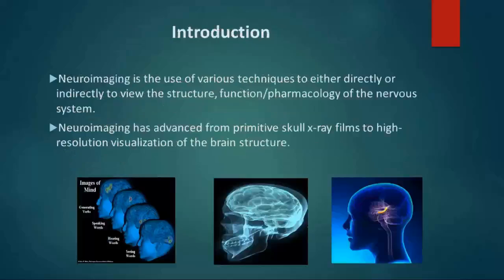What is neuroimaging? Neuroimaging is the use of various techniques to either directly or indirectly view the structure and function of the nervous system. Neuroimaging has advanced from primitive scar films to high-resolution visualization of the human brain.